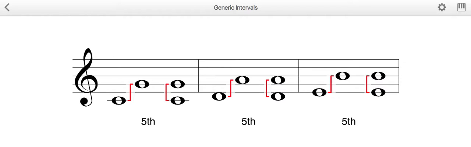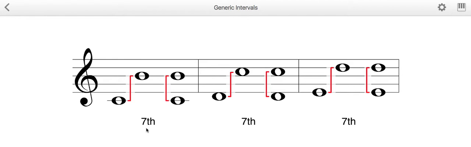Okay. Increase the size of the interval one more. From C up to A, we have a sixth. 1, 2, 3, 4, 5, 6. Same thing from D to B and from E to C. Increase the interval again, so we go from C to B. 1, 2, 3, 4, 5, 6, 7. And we have a seventh. D to C is a seventh. E to D is a seventh.